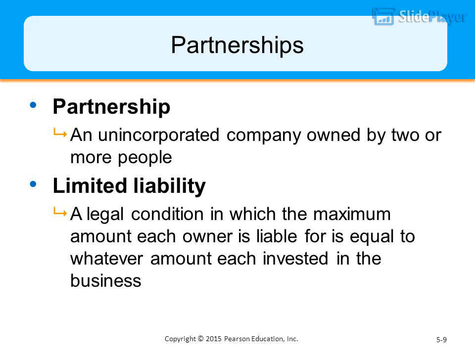To minimize personal liability exposure, some organizations opt for a limited partnership. Under this type of partnership, one or more persons act as general partners who run the business and have the same unlimited liability as sole proprietors. The remaining owners are limited partners who do not participate in running the business and who have limited liability. The maximum amount they are liable for is whatever amount each invested in the business.